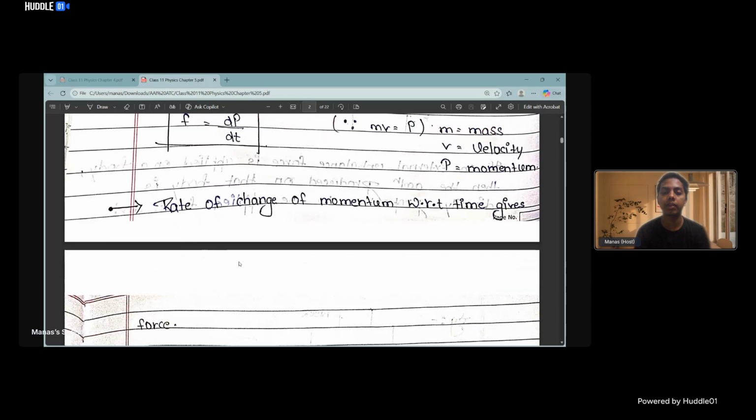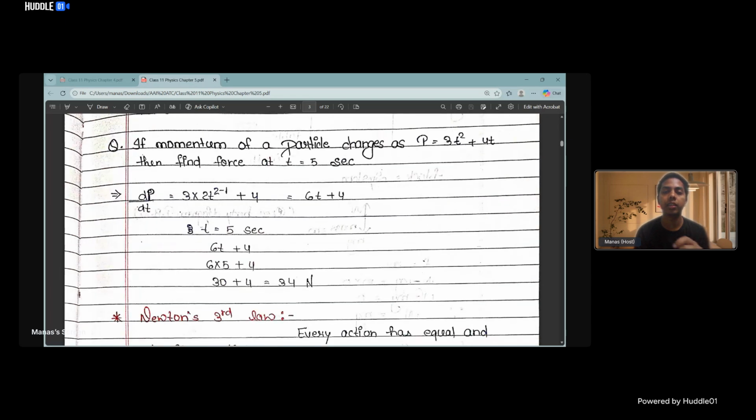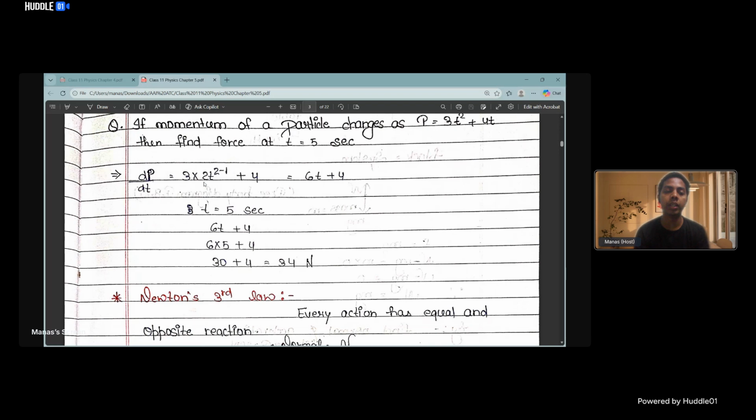Next we see an example. If the momentum of a particle changes as p equals 3t square plus 40, then find the force at t equals 5 seconds. So we apply F equals dp by dt, and the particle's momentum is p equals 3t square plus 40.